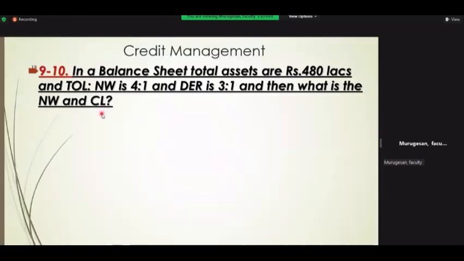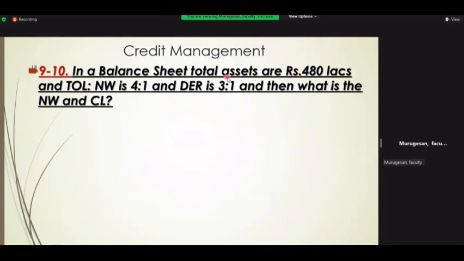Now come to the next question, credit management. One more question, and afterwards we'll move on to the next subject. It's a different way of asking, the newest model in balance sheet analysis. Earlier they would give a balance sheet and you had to find the ratio. Now they will give only data, and based on the data you have to interpret a balance sheet.